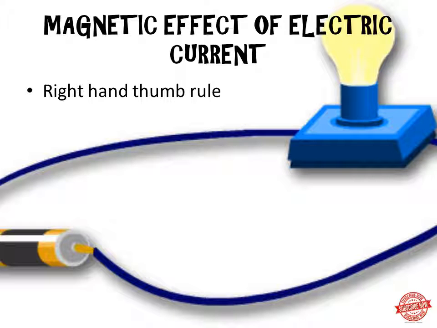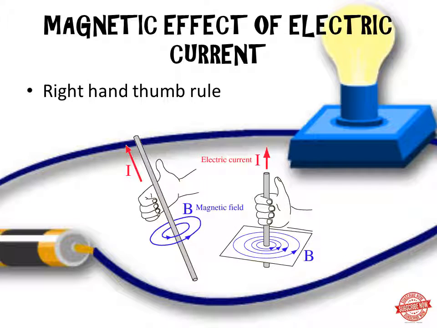So let's study what exactly the right hand thumb rule is. Imagine that you are holding a current carrying wire in your right hand with your thumb pointing along the direction of the current. The direction in which the fingers coil gives the direction of the magnetic field. From the figure you will be able to see that your thumb shows the direction of the current.